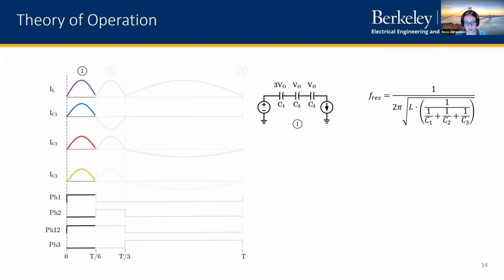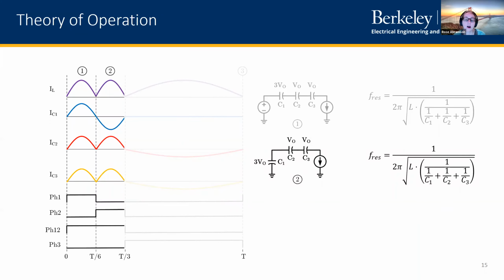So then if we switch to the next operating state, we are still in a series mode. So C1, C2, and C3 are still connected in series. And that's reflected by the fact that our resonant frequency is still the same as before. And this is why we have a series mode operation for the first 1/3 of the switching cycle. But now you can see that C1 is actually discharging into C2 and C3. You can also see that by looking at the current for IC1, which is now negative, whereas C2 and C3 are positive, as they're still being charged.